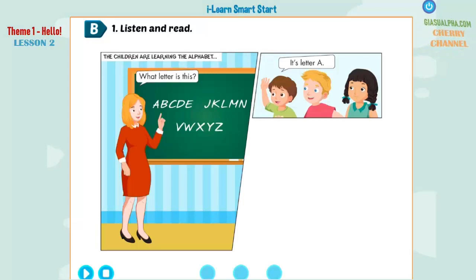B. 1. Listen and read. The children are learning the alphabet.